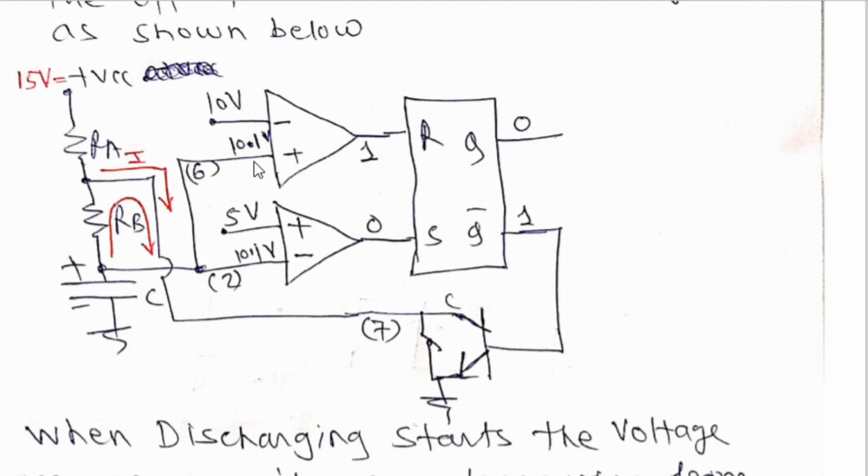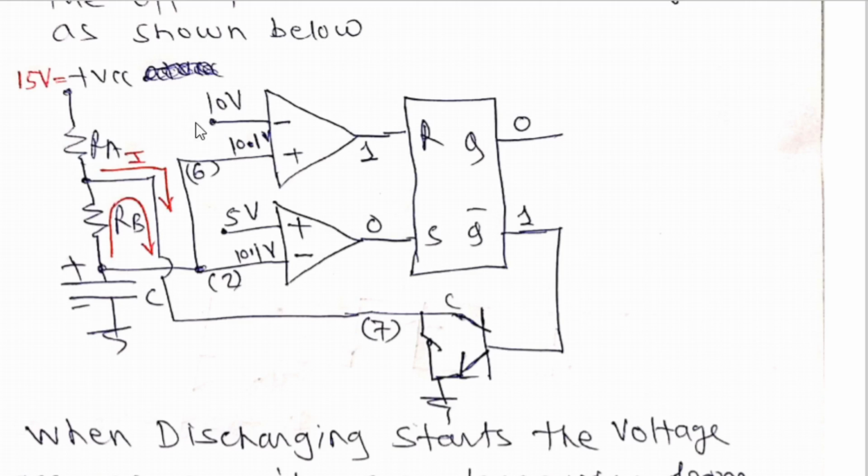Under this condition, the output of the upper comparator will be logic 1 because the voltage at pin number 6, that is the positive terminal, is greater than the voltage at the negative terminal. Remember, here I have written 10 volt because we have applied plus VCC as 15 volt, and this terminal is nothing but 2/3 VCC. We have removed the potential divider.